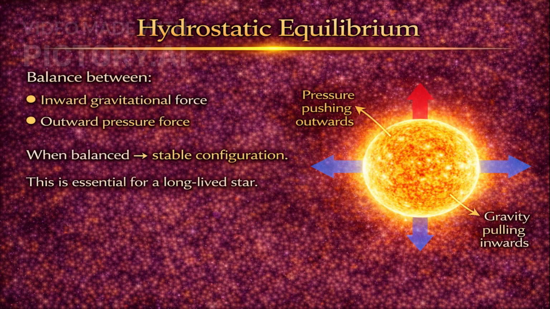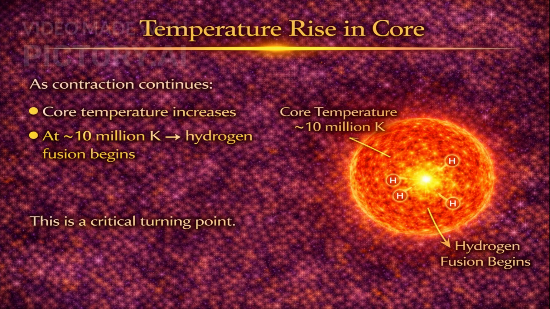Hydrostatic equilibrium is the balance between inward gravitational force and outward pressure force. When achieved, it results in a stable star configuration, essential for a long-lived star. As contraction continues, the core temperature rises to about 10 million Kelvin, initiating hydrogen fusion. This marks a critical turning point in the star's life cycle.